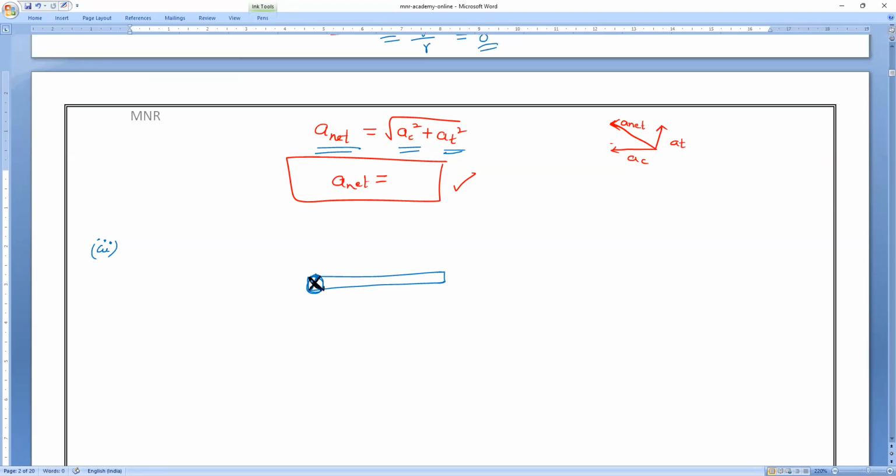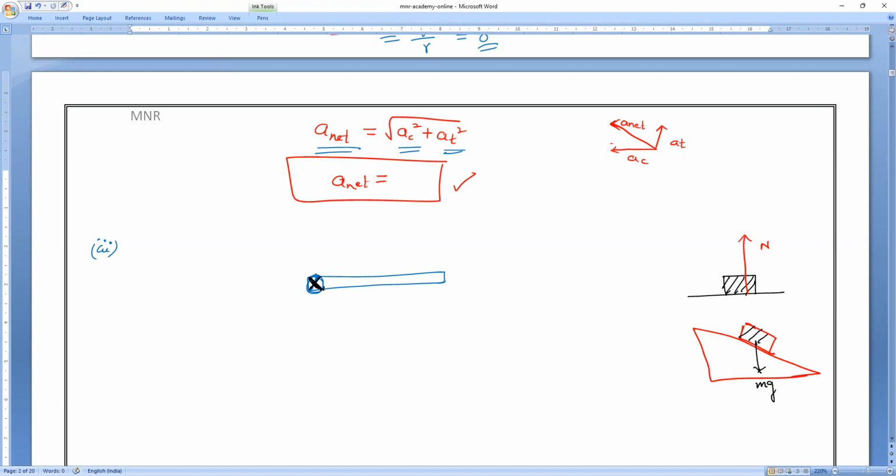Now, please pay attention. If there is a block present on a surface, then what is the normal reaction exerted by it, everybody? Normal reaction exerted by the surface will be in the upward direction. If it is an inclined surface, as we have done already, what is the normal direction? Perpendicular to the surface. Am I right or wrong? The weight of the body acts in the downward direction.